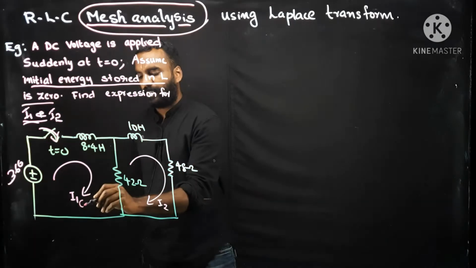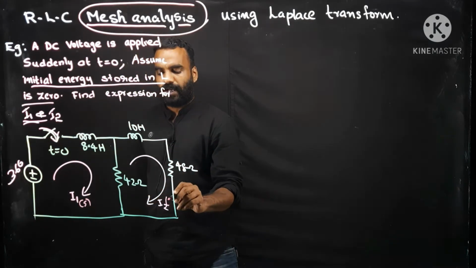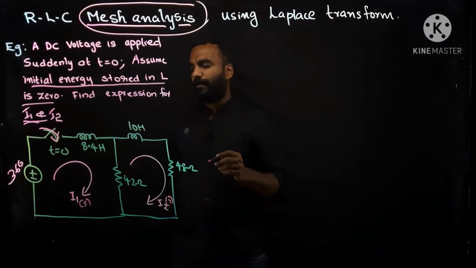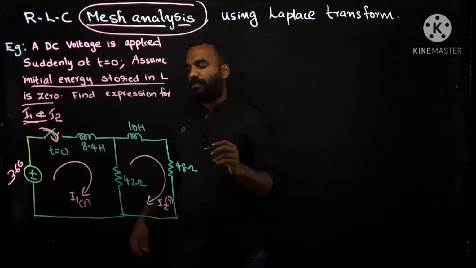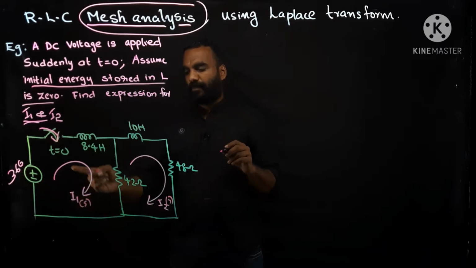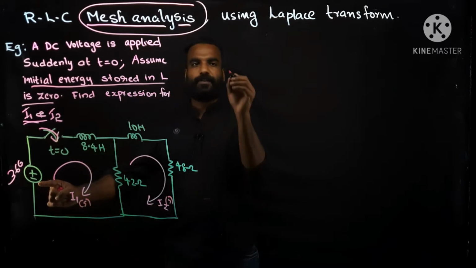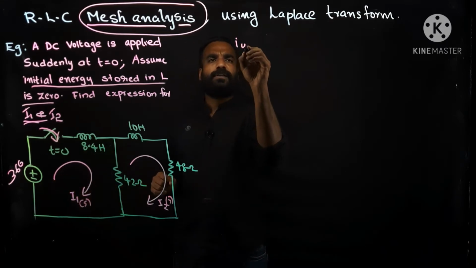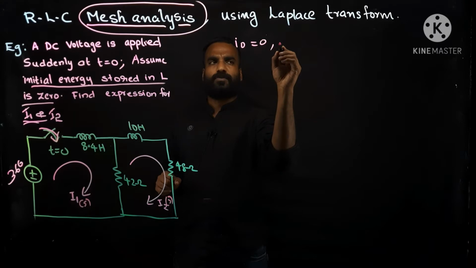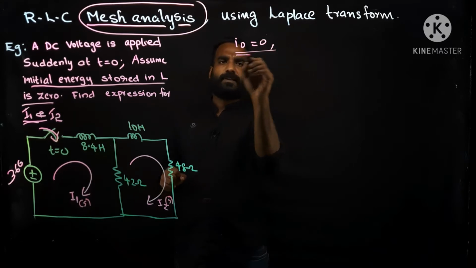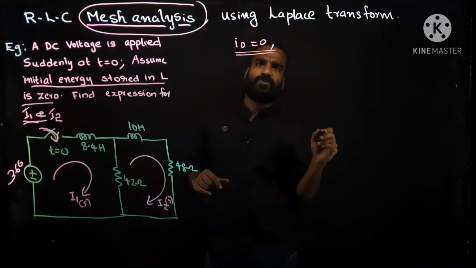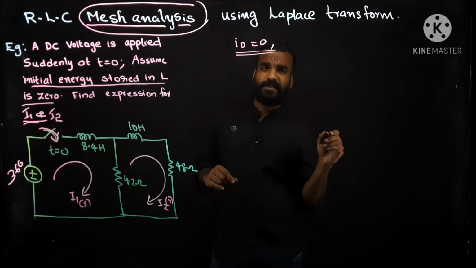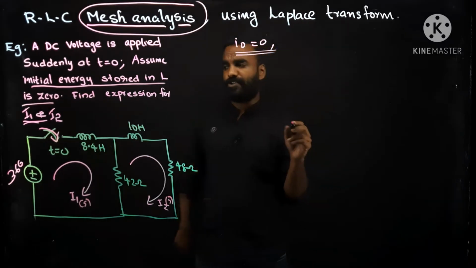So let it be I1 of S and I2 of S. Let me apply KVL in the first loop. So this is the direction, arrow mark entering at negative initially. So before that, all the initial conditions: I0 is equal to 0. Initial current is 0. Only an inductor is there, so no need to think about initial voltage. If a capacitor is there, we have to calculate the initial voltage.